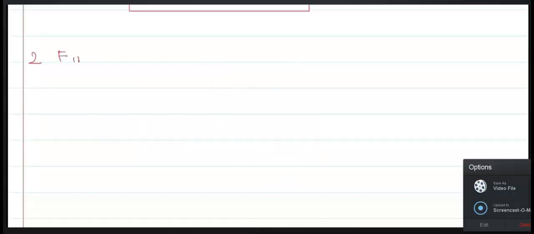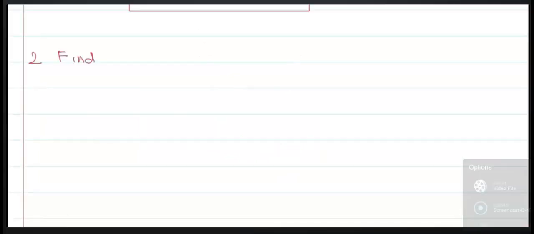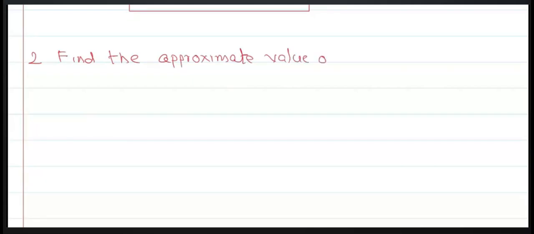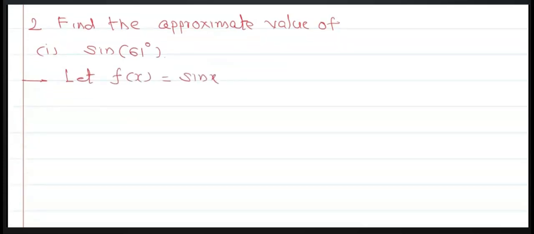Now the next is question number 2. Find the approximate value of sin 61 degree. These are very important problems asked in board exams. We know the value of 60 degree, but we don't know the 61. But we can find it out with the help of the application of the derivative approximation formula.